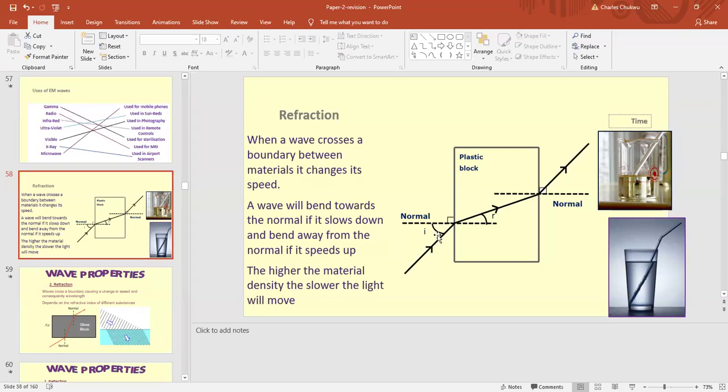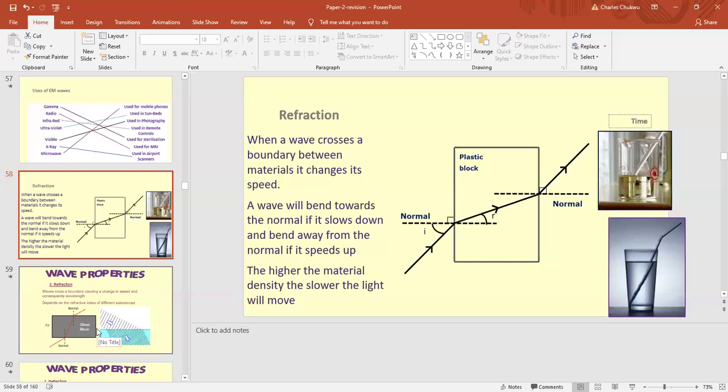Refraction has two angles that we should take note of. The incident angle, which is the angle between the wave and the normal, and the angle of refraction, which is the angle between the wave inside the medium, which has bent a bit towards the normal, and the normal.